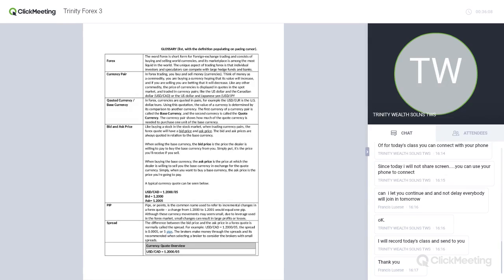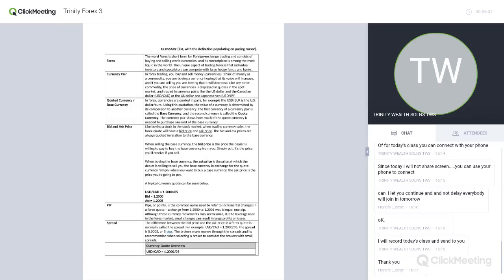So we are saying, for 1 unit, you need this amount of euros to get 1 unit of the USD, which is our base currency. So it is priced based on the base currency. So we're talking about 1 unit of the base currency versus a number of units of the quoted currency. Yeah, so they're always quoted in pairs.